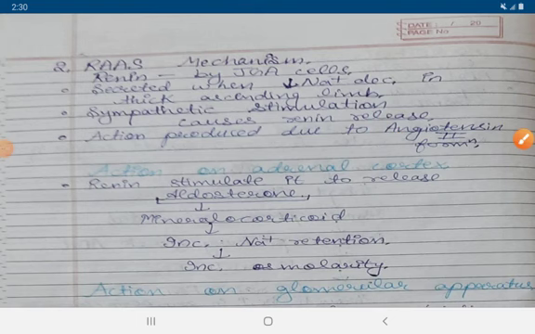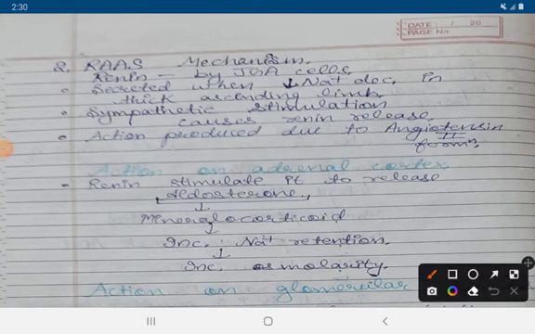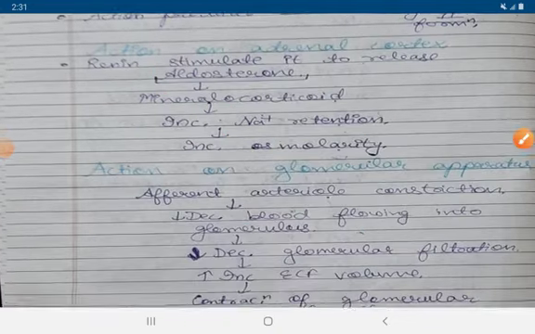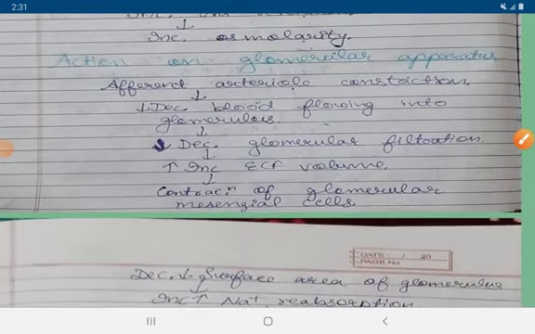Action on adrenal cortex. Angiotensin 2 stimulates the adrenal cortex to produce aldosterone. Aldosterone is a mineralocorticoid and increases sodium ion retention, and thus increases osmolarity.